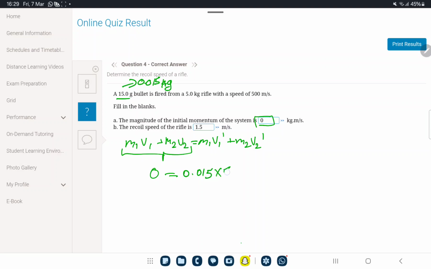0.015 times 500 plus m2 is 5, and v2 we're gonna say x. So 0 equals, you put it in your calculator, 0.015 times 500, you get 7.5 plus 5x. You move it to the other side, minus 7.5 equals 5x, and then you divide by 5, you get minus 1.5 equals x. You would put minus 1.5 if they ask for velocity, but they said speed is scalar, so 1.5 is v2.